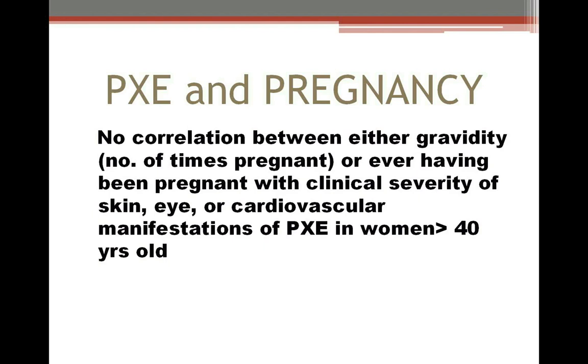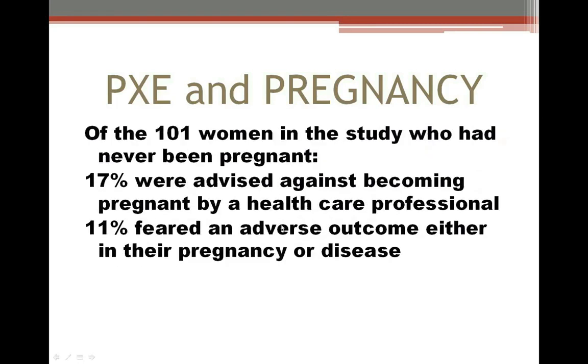76% of pregnancies were completely uncomplicated, which I think is really a very important statistic. We found no correlation between either how many times a woman had been pregnant or whether or not she'd ever been pregnant with the clinical severity of the skin, eye, and cardiovascular manifestations in women over 40. We had to choose women over 40 because we have to have women who are old enough to have these side effects. There wouldn't be any point in studying it in women who were in their 30s because most of those wouldn't have had those side effects anyway. And when we took the older age group, we found that pregnancy had no effect on the future course of PXE. So that was a very heartening finding as well.